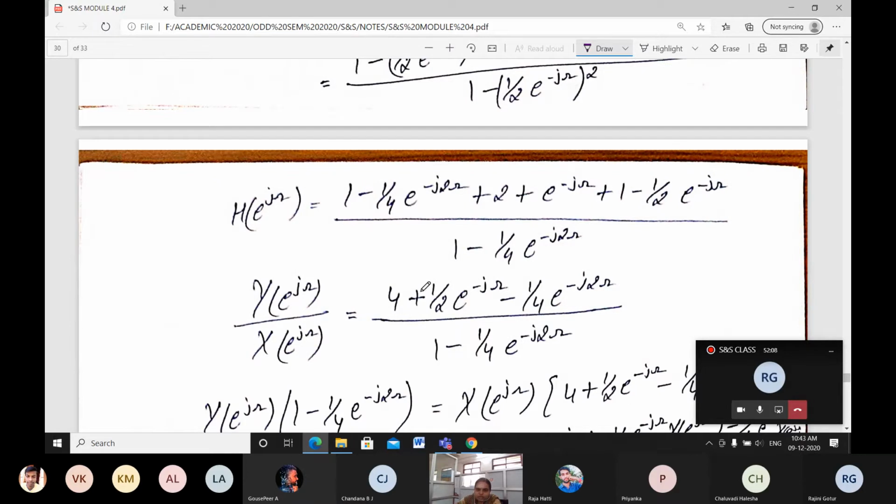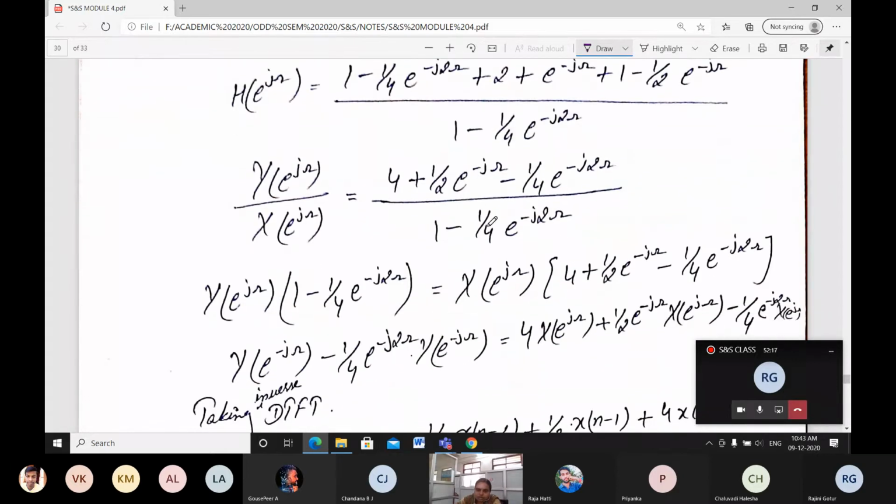You will be getting as 4 plus 1 by 2 e raised to minus j omega minus 1 by 4 e raised to minus j 2 omega divided by 1 minus 1 by 4 e raised to minus j 2 omega. Then cross multiply here.